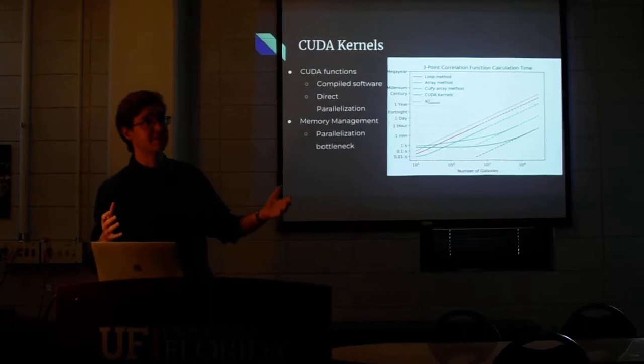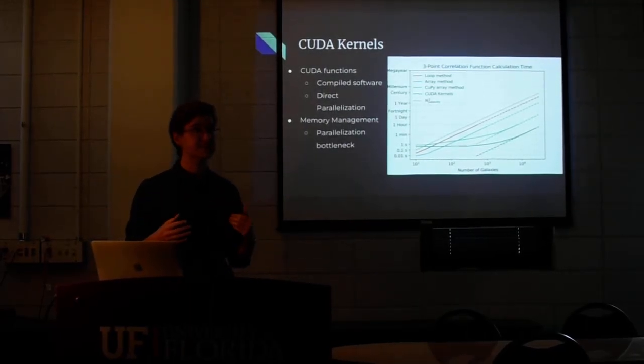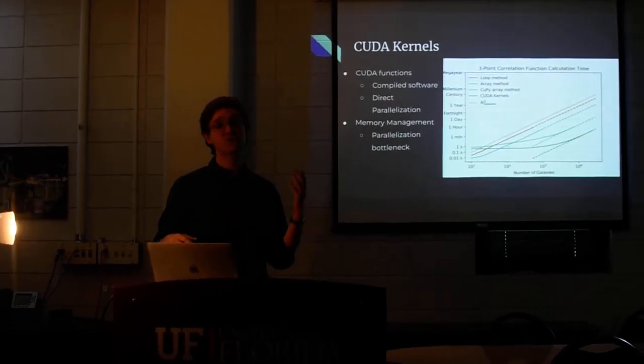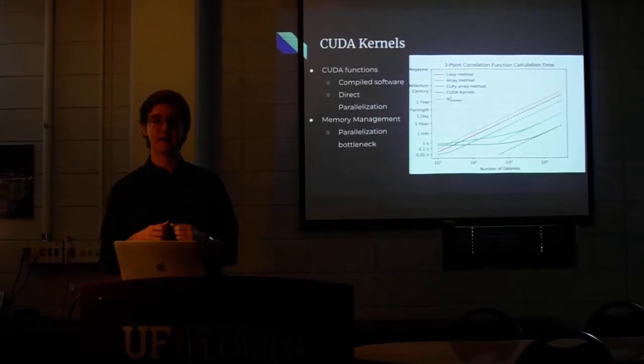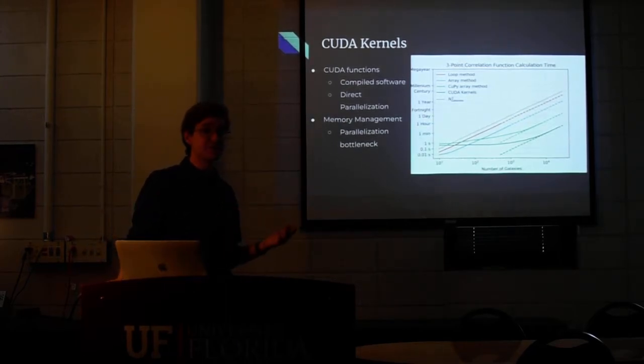That's got a lot of obvious benefits because C++ is compiled software, which means you have a lot of speed benefits. Additionally, CUDA allows you direct control over how your code is parallelized, meaning how it's distributed onto the GPU. That's very nice. Additionally, it allows us a lot more freedom to control how memory is allocated, which is a big deal, as we'll get to in a minute, as it is a major bottleneck.